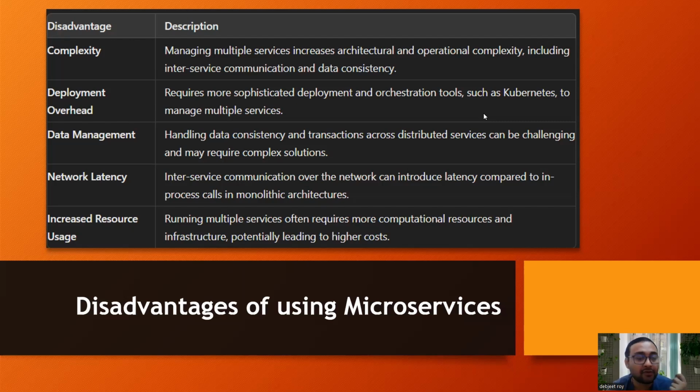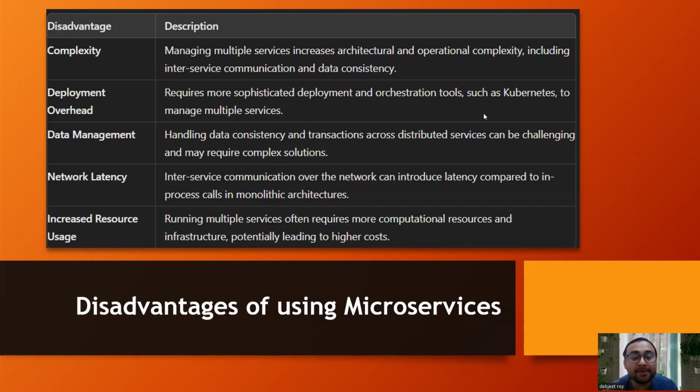From a complexity perspective, we have to manage multiple services across the entire server, so it becomes much more complex, and inter-service communication can lead to data inconsistency at times. There might be a scenario where 10 services are communicating independently, but you are not getting a response. To debug and trace the root cause, like from which microservice the data didn't come, becomes very hectic at times.